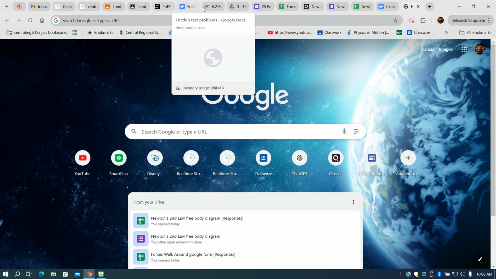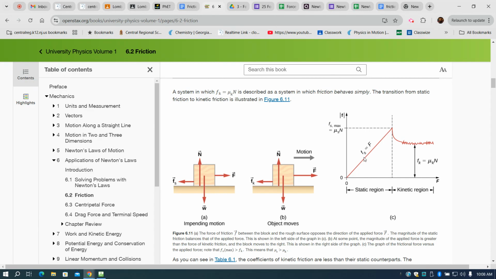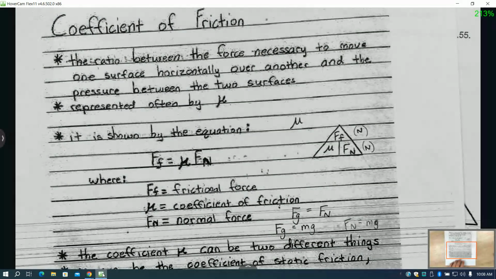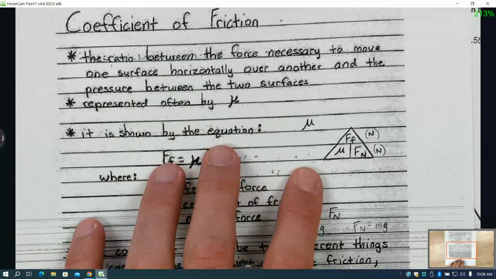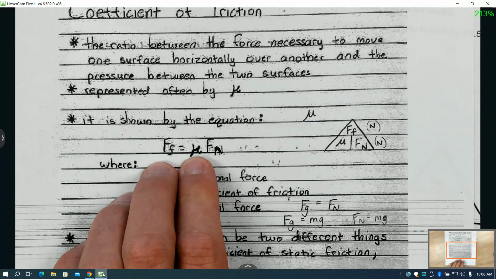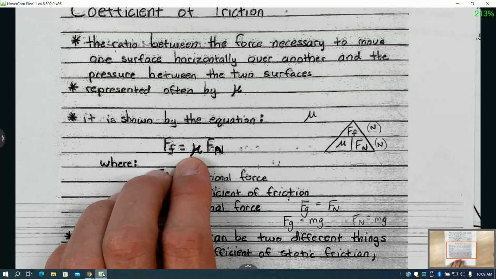Okay, so today we're going to be talking about friction. Friction is a force that opposes the direction of motion. So when that happens, there's an actual equation we can use to calculate it. Friction force is equal to mu, which is the coefficient of friction.